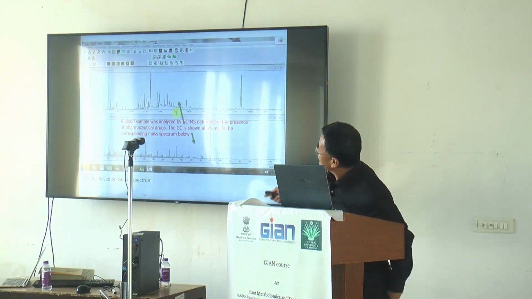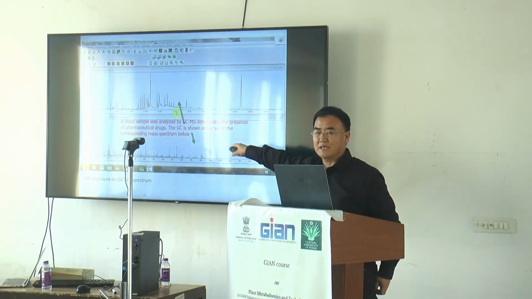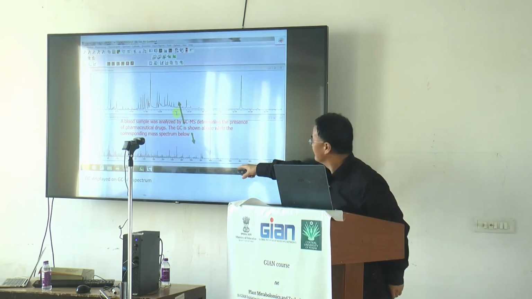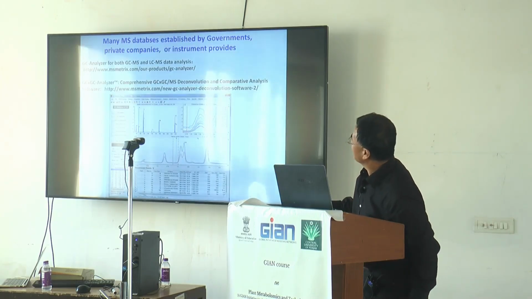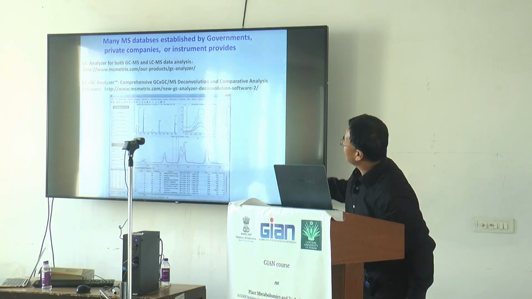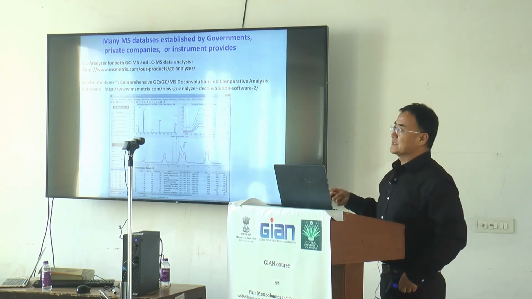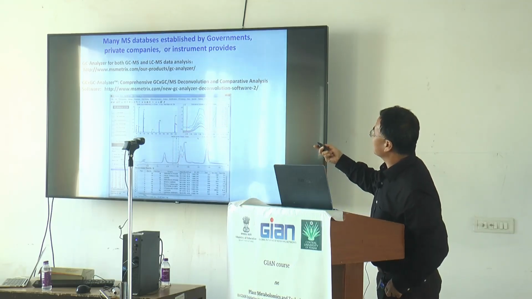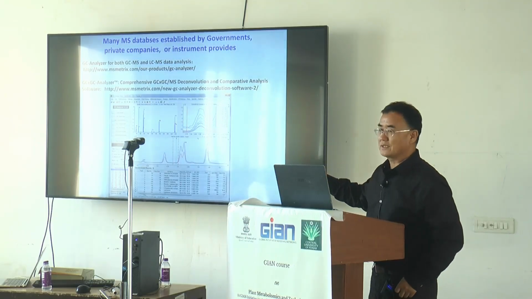This is one of the interfaces for the sample. When you click this one, the mass structure immediately shows up. You can find the bottom should be m/z, the mass-to-charge ratio, and there are many mass spectral databases, not only GC-MS, also NMR databases established by some government and private companies or instrument providers like that.